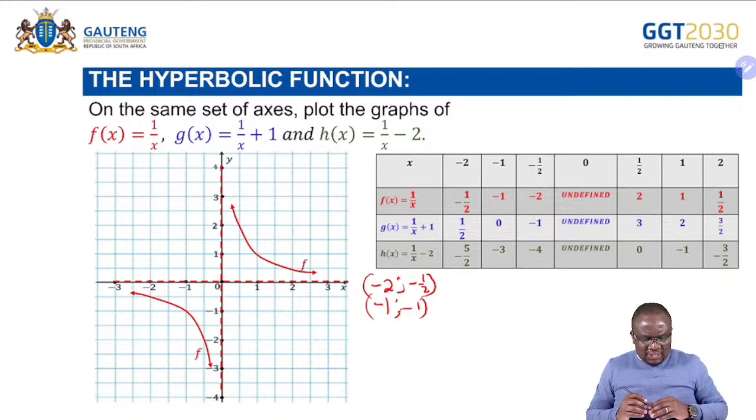I want us to have 1 minute and make corrections, so that I want this graph to be correct, so that when you draw g of x and h of x, you can easily see what is happening. Right, 1 minute, let's make corrections.